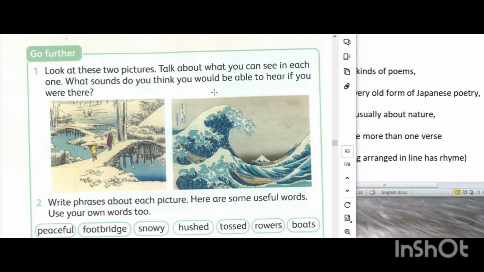What sounds do you think you would be able to hear if you were there? If you were there in this place, what sound can you hear? Can you tell me? What will you see here? We see here an icy or snowy bridge. We see here very high waves going up and down. So what sound can you hear? We can hear the sound of soft feet. These people walk slowly, so when they walk slowly, they make soft feet sounds and a creaking bridge. On the sea, the sound of high waves that grab little boats and make them slip from up to down.